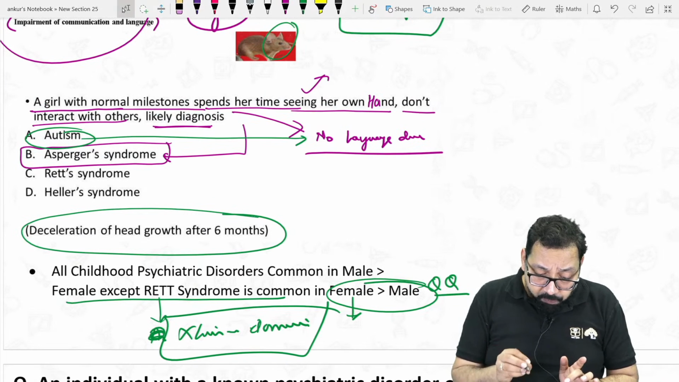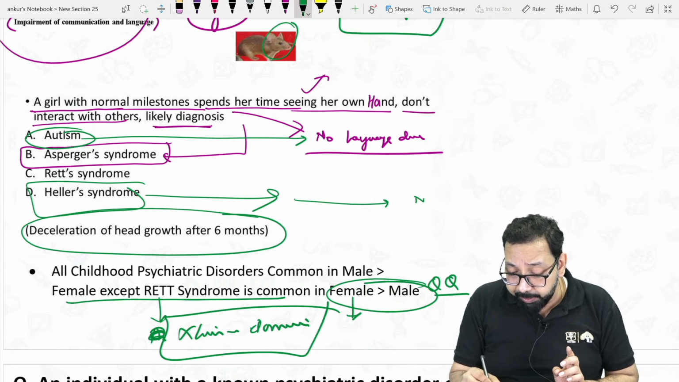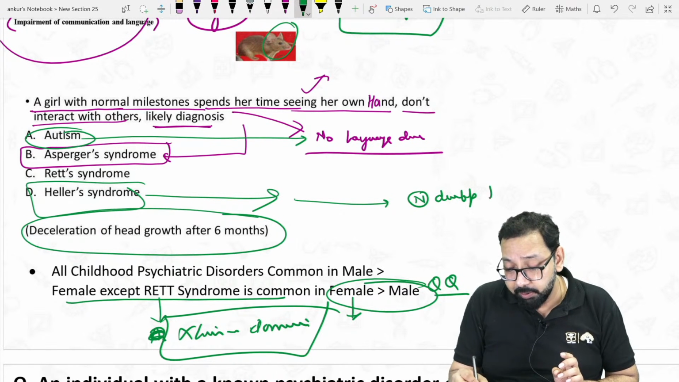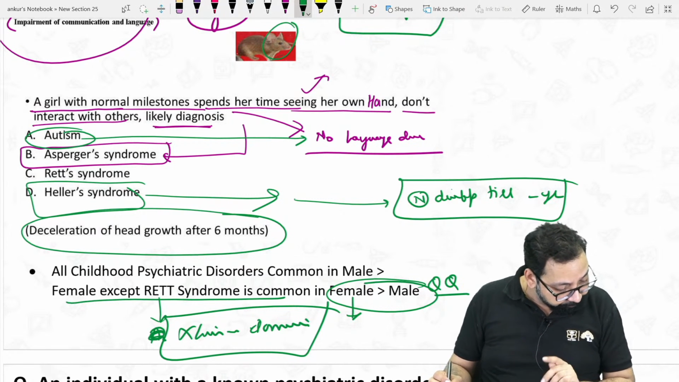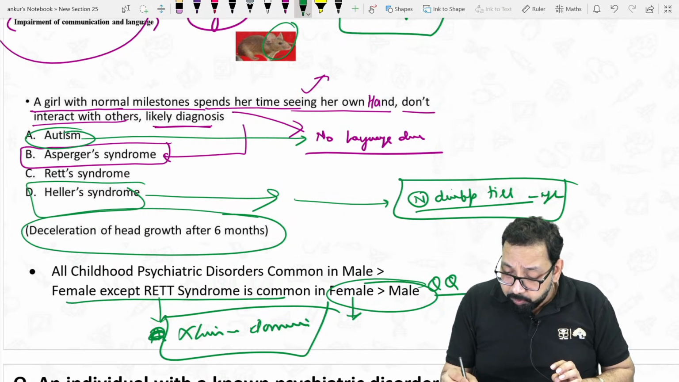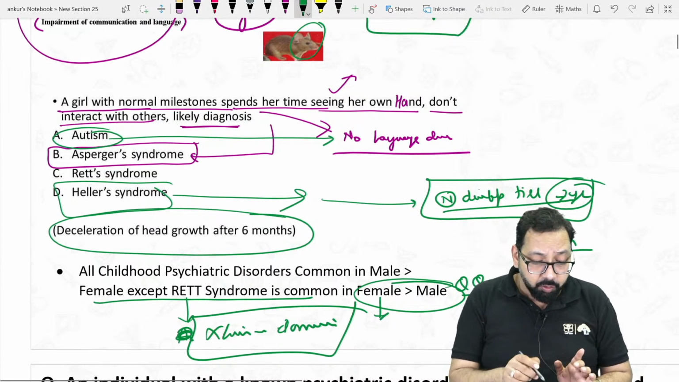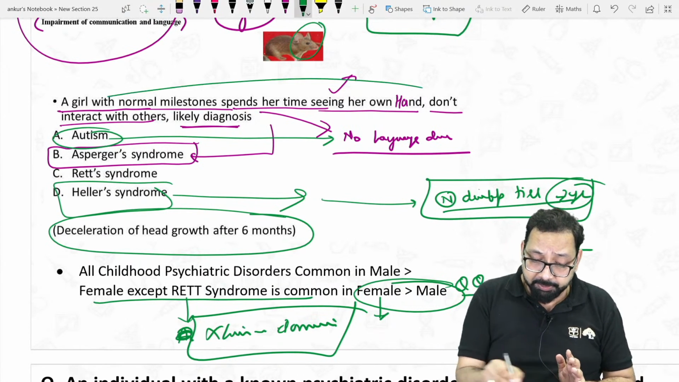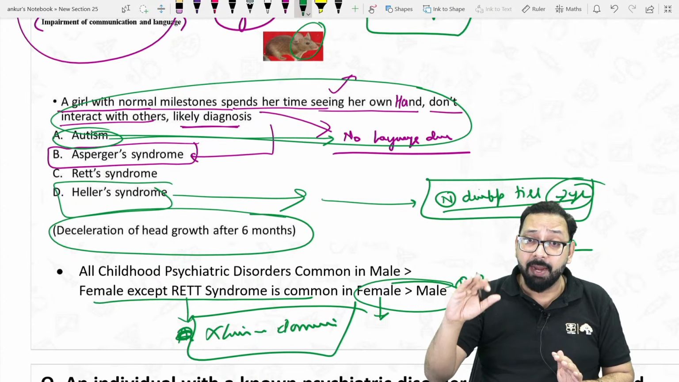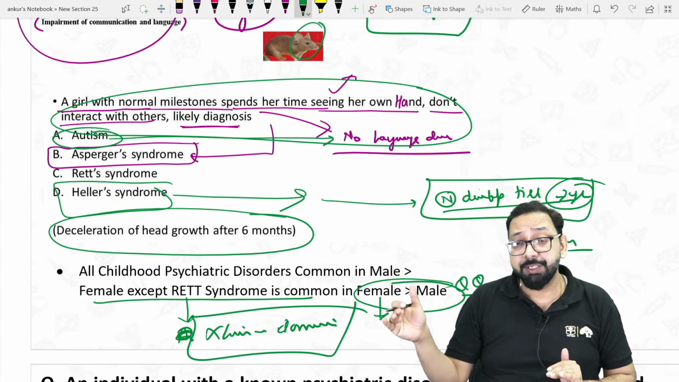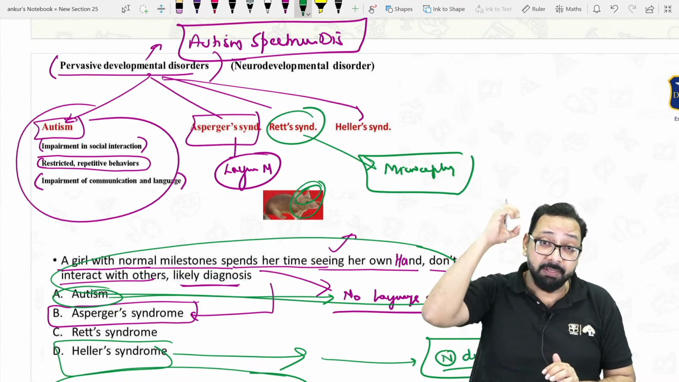Second question, Heller syndrome. In Heller syndrome, you will find normal development till 2 years, then regression. So in the same question, if they give 2 years of normal development, then after that these symptoms appear, Heller syndrome. If normal development up to 6 months and then regression, that is microcephaly, Rett syndrome. In Rett syndrome, the head is very small.